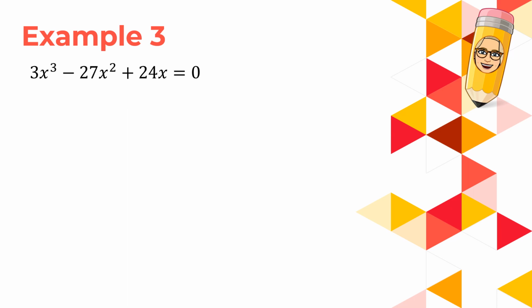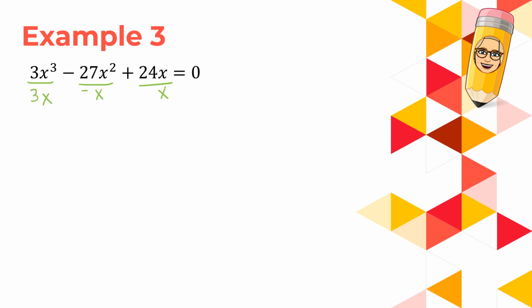Here we have 3x cubed minus 27x squared plus 24x equals 0. Again, making sure it's set equal to 0 is our first step. Then we want to look for a GCF, and I see a GCF of x for sure because they all at least have an x term. But if we look at the numbers, is there a number that's common between all of them? It looks like 3 does divide into all of them.